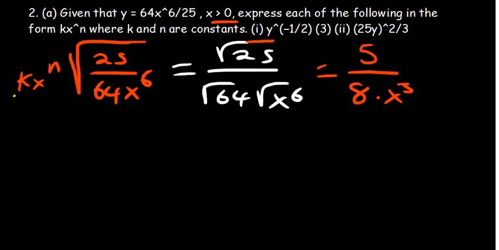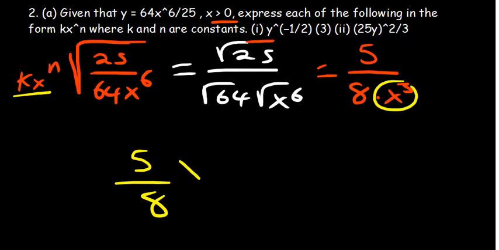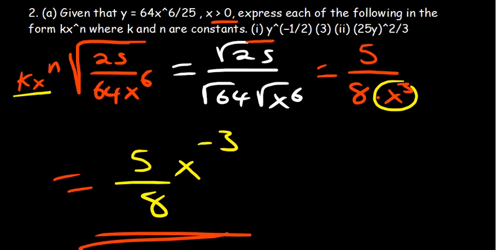So kx to the power n, where k and n are constant. So in this case, we can say therefore it's going to be 5 over 8. Then we can take this one to the top because x is on top. Then the power becomes negative the moment you do that. So that's what we have as a simplified form of the first part. We've done that.